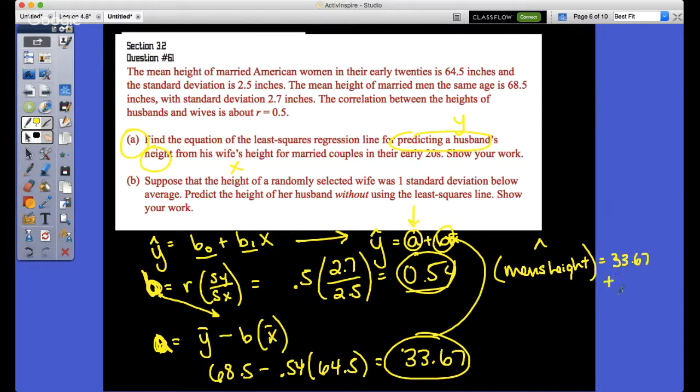Perfect. And then plus 0.54, and this is where we would put the woman's height. Ran out of room. There you are. And that would be what I would put in context of the LSRL.